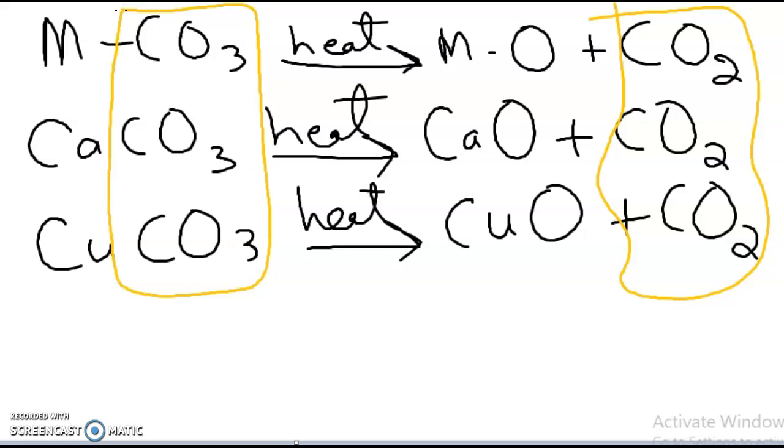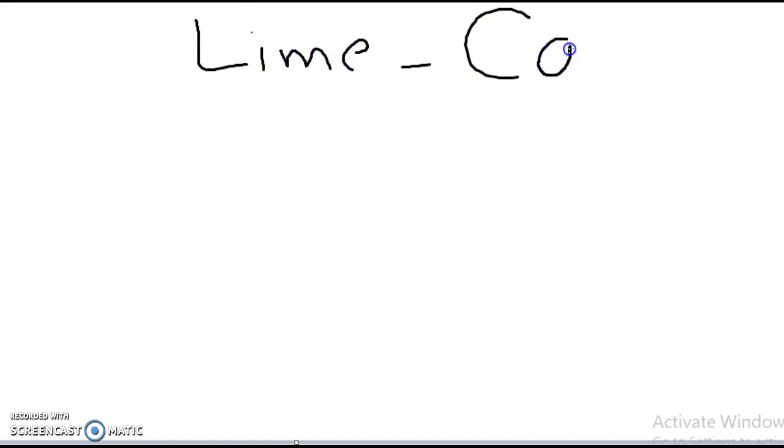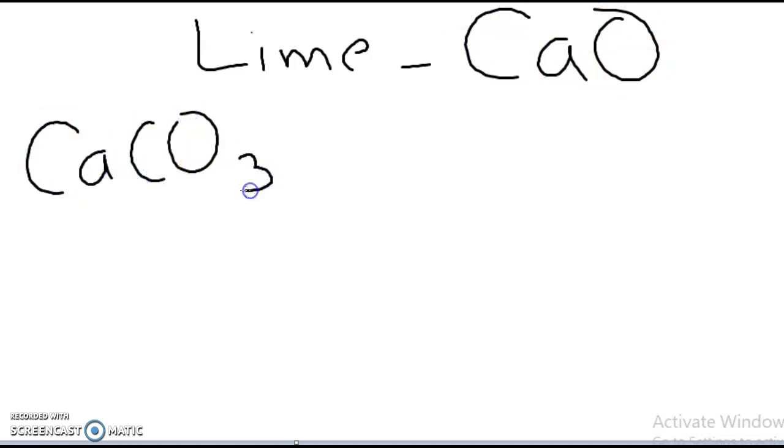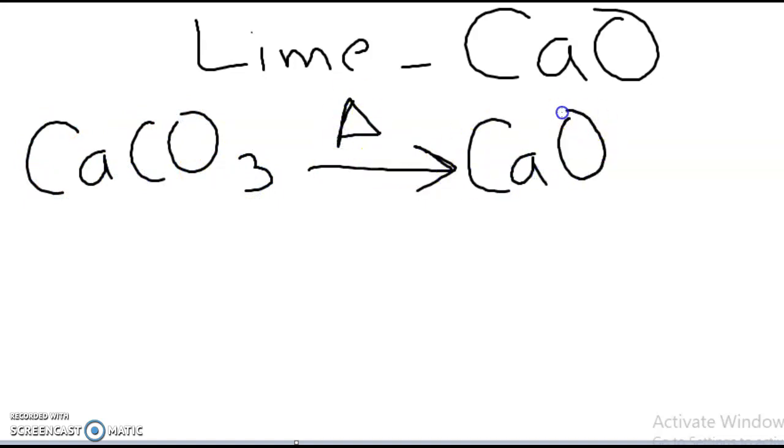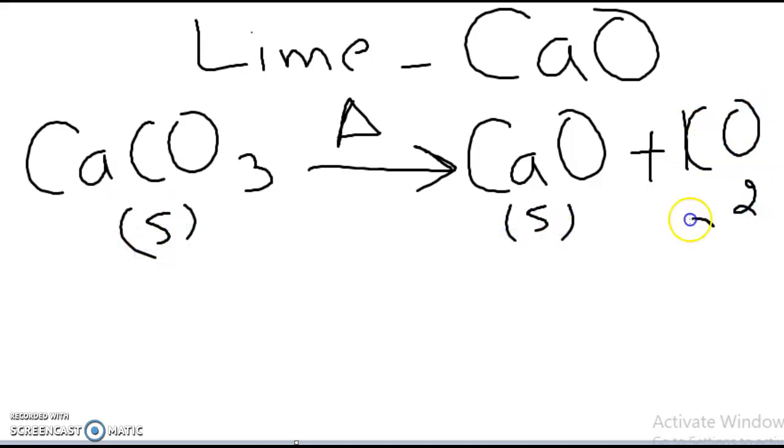This thermal decomposition can also be used for the manufacture of lime. Lime means calcium oxide. If you want to prepare lime, you will need to thermally decompose calcium carbonate. So when we apply heat to calcium carbonate, we'll get metal oxide, that is lime, along with carbon dioxide. So this is a solid, this is a solid, and carbon dioxide will be produced in the form of a gas.